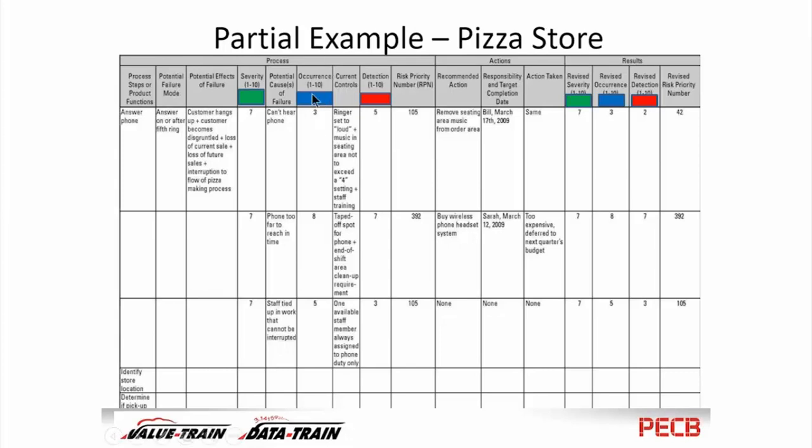And so in the blue column here, what's the probability of those failure modes occurring? There's that we can't hear the phone, which was ranked pretty low, a 3. Usually they can hear the phone. The phone's too far away, they ranked that an 8, the highest. So that's the most likely thing to happen: wherever the phone is, we can't get to it in time. And people are too busy and just refuse to answer the phone, they ranked that a 5.